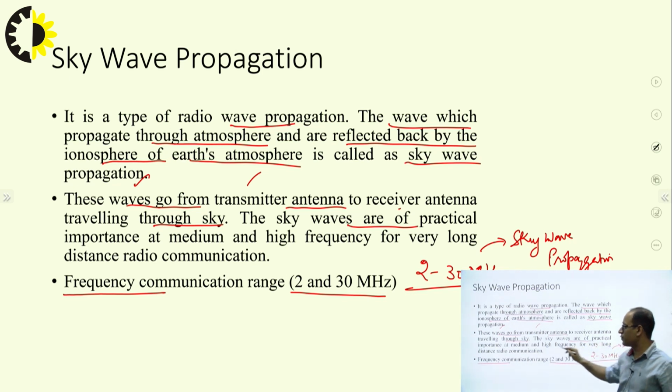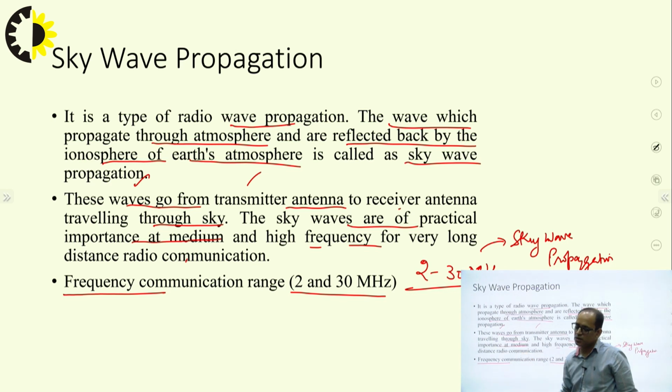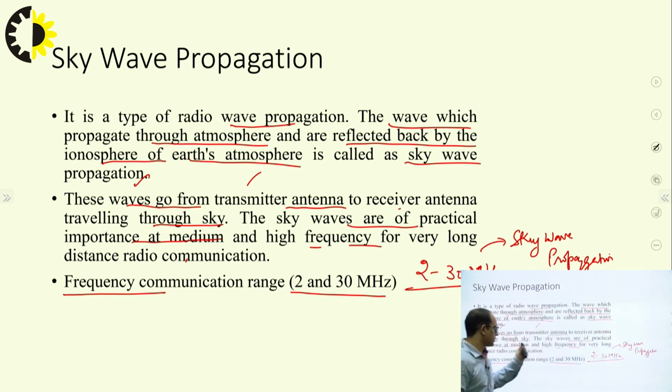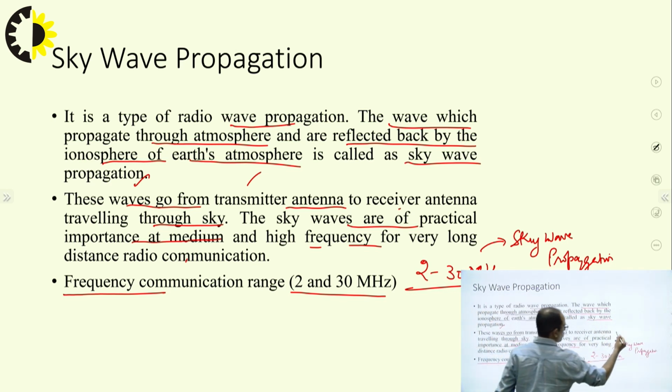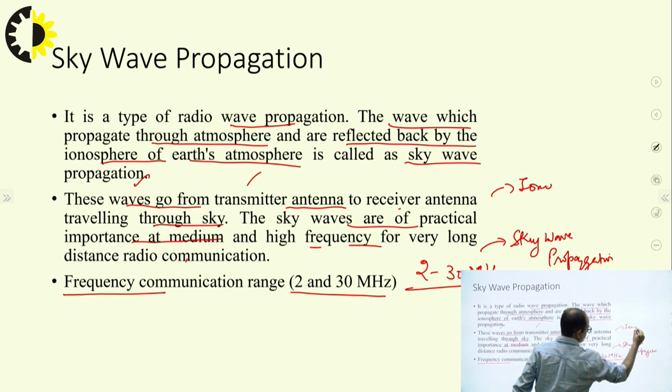So these waves go from the transmitter antenna to the receiver, traveling through the sky. The sky waves are of practical importance at medium and high frequency for very long distance communication. And this propagation is done through the ionosphere.